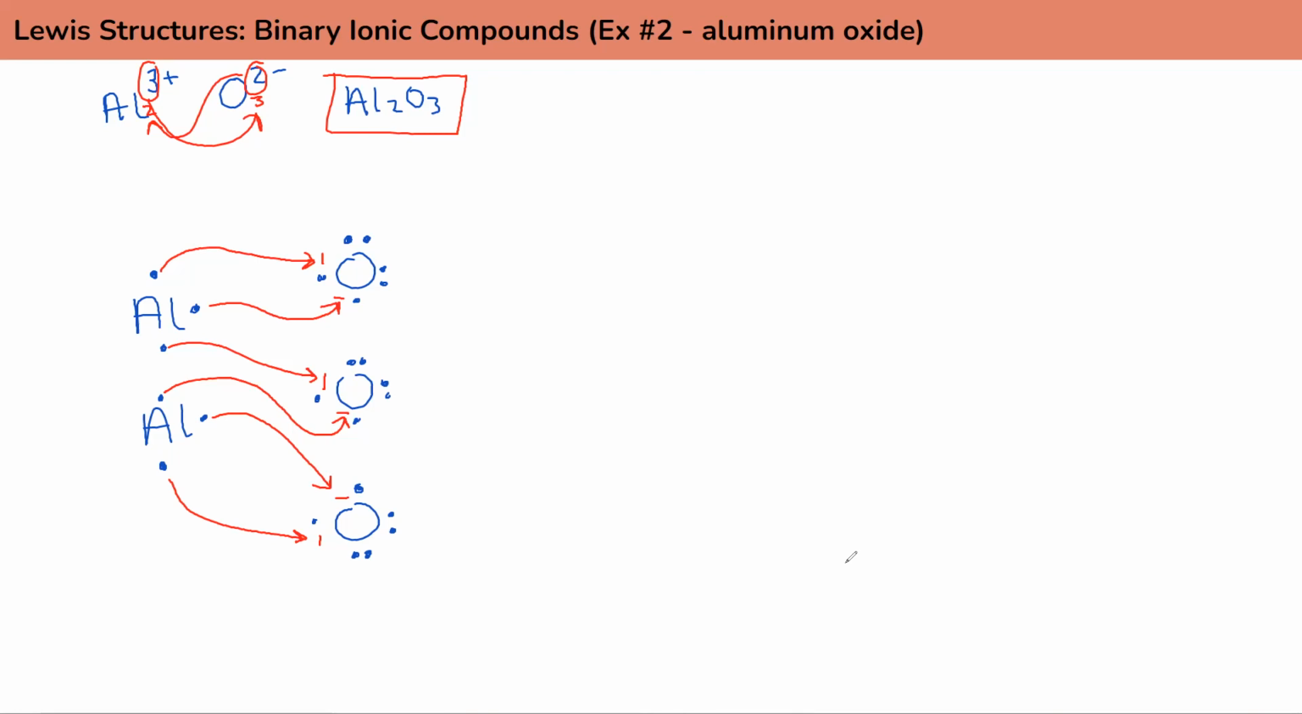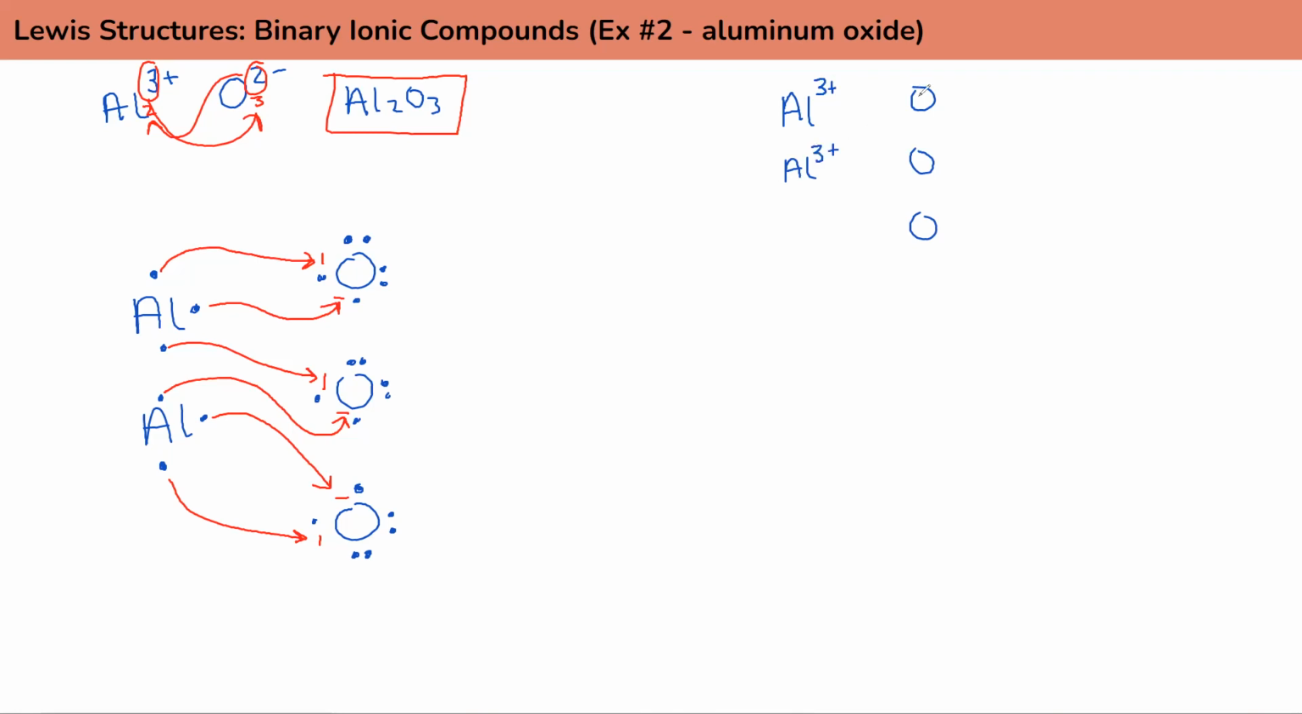Again, I'm going to show you 2 different ways to write this. You'll see why one way might be a little bit more advantageous. So I can start by writing each of our symbols again. So 2 aluminums, 3 oxygens. Now each aluminum gave up 3 electrons, so I just put a +3 charge next to both aluminum.